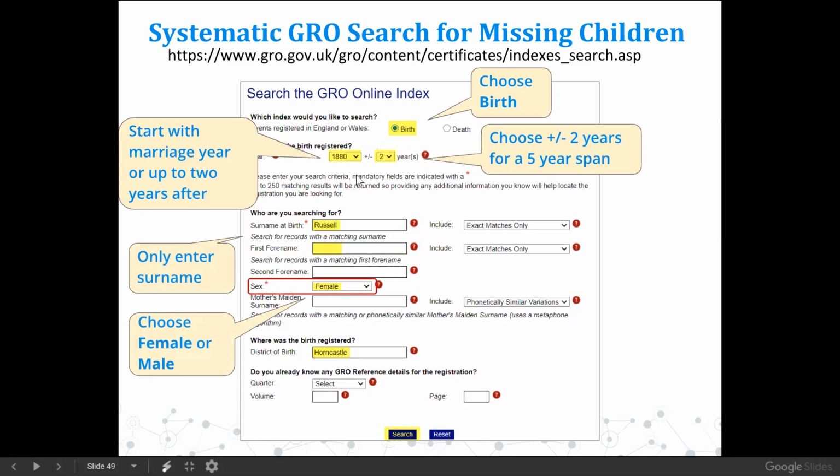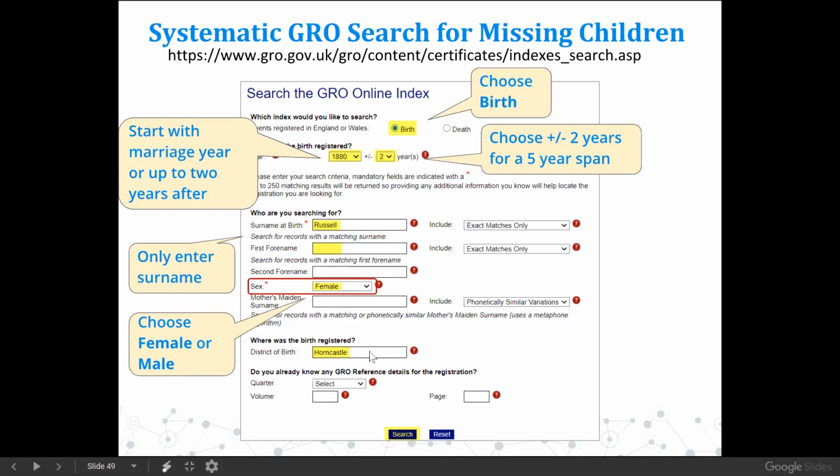So essentially what you've got to do is run this 5-year span search on 1880 for the females, then rerun it with males, then move to 1885, run it for males and females, then go to 1890, run it for males and females. Do you get the process there, the system or the pattern? So that's how you do this systematic search.